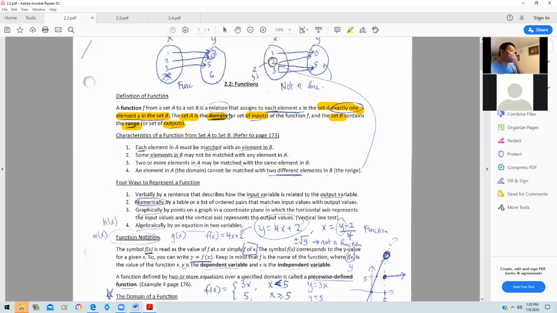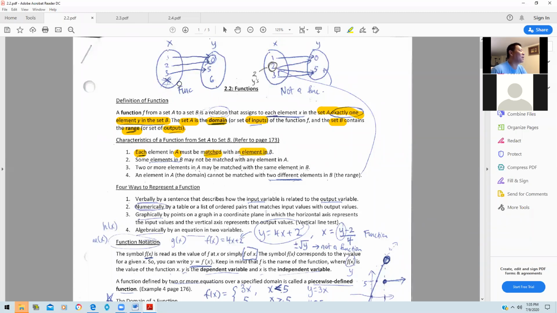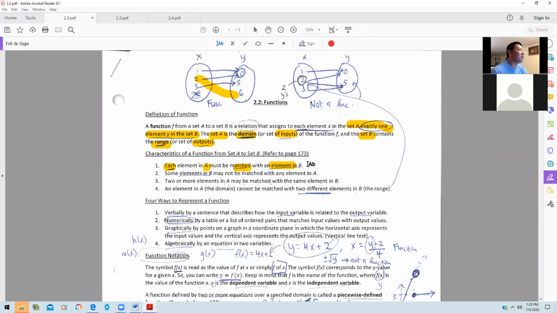Okay, so there are 4 types of characteristics that we can talk about for a function. One, each element in A has to be matched with an element in B. So this one looks exactly like this picture. If you look at this picture, every X has 1 Y. Oh, no, sorry, wrong picture. Let me draw the arrow. The arrow should be drawn this way. So it should be one on one. In other words, this characteristic is telling us that it has to be 1 on 1. So 1 on 1 means that every X has 1 Y.